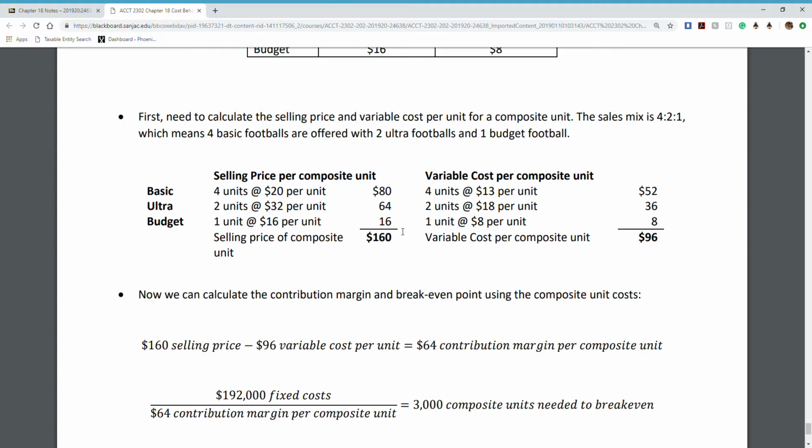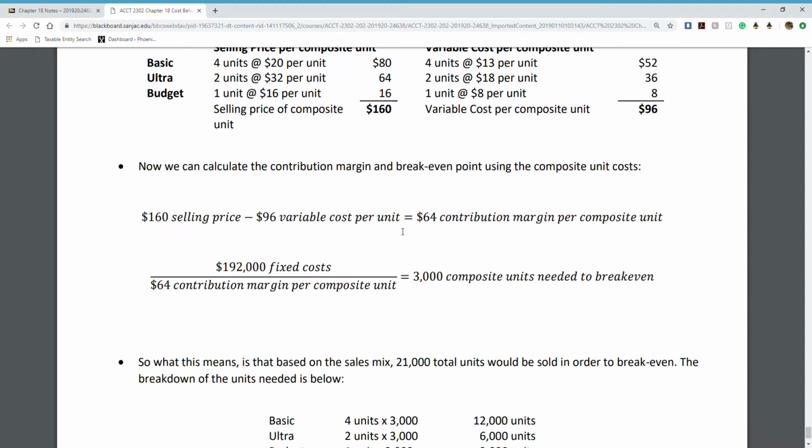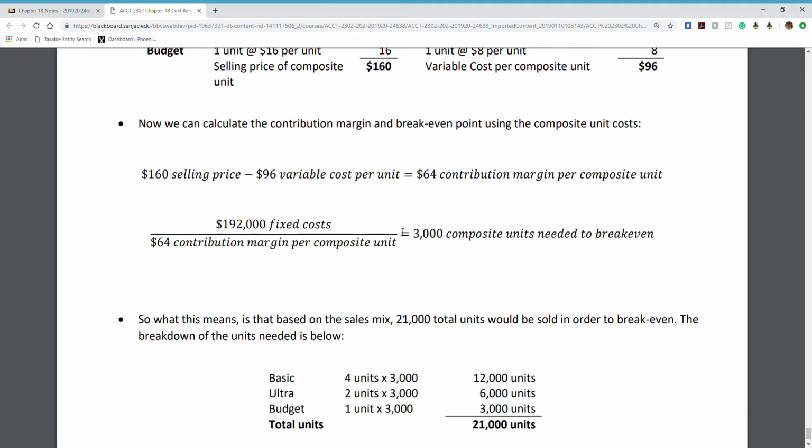Here we can start creating the break-even using this composite. Again, we assume that it's always going to be this way. Again, this is an estimate. So for break-even, we find our contribution margin per unit is 160 minus 96, which is $64. And we just divide that into the 192,000 of fixed cost. That means we have to sell at least 3,000 composite units to break even.